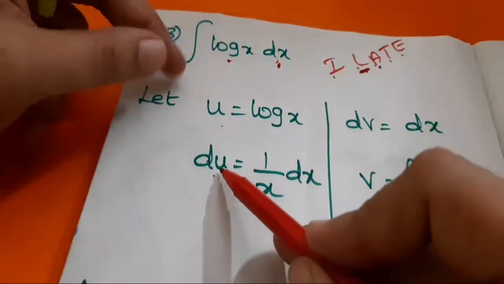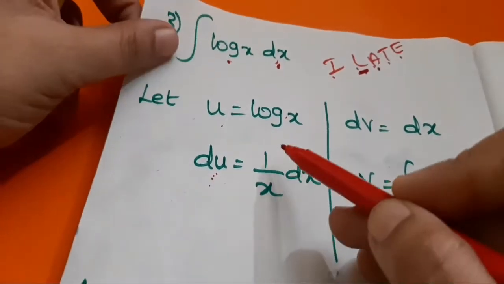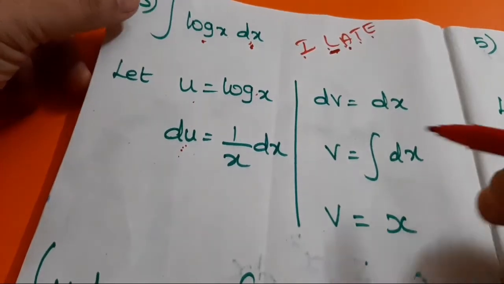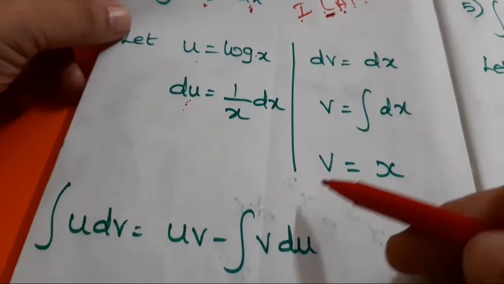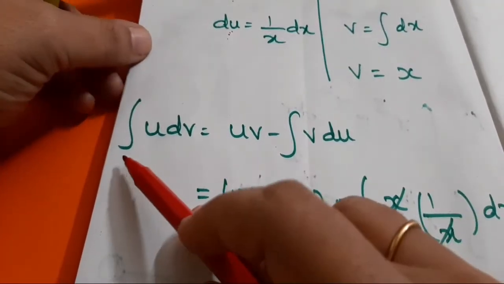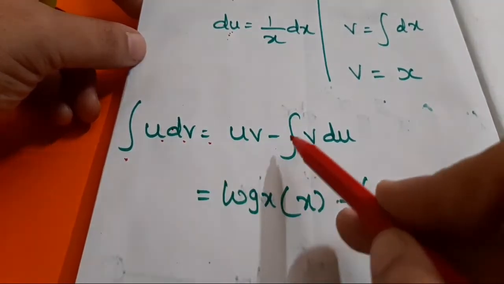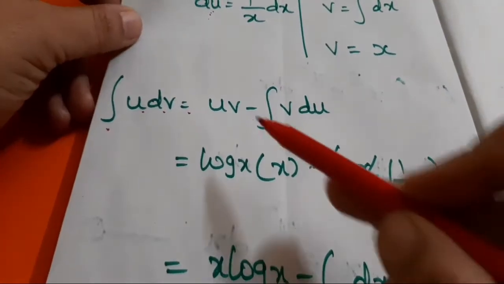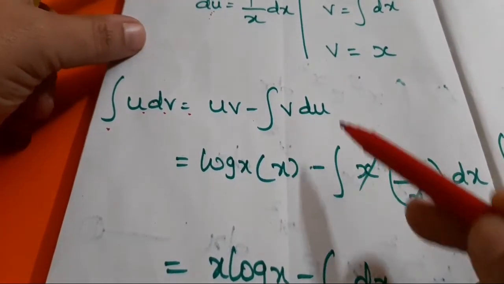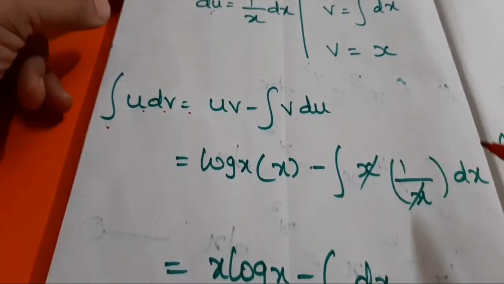So, du means derivative of log x with respect to x. So, du is equal to 1 by x dx. So, v is nothing but integral of dx, that is, integral of dx is x. Now, the general formula for integration by parts is integral u dv is equal to uv minus integral v du. That is, u answer is log x, v answer is x, minus integral v answer is x and du answer is 1 by x dx.